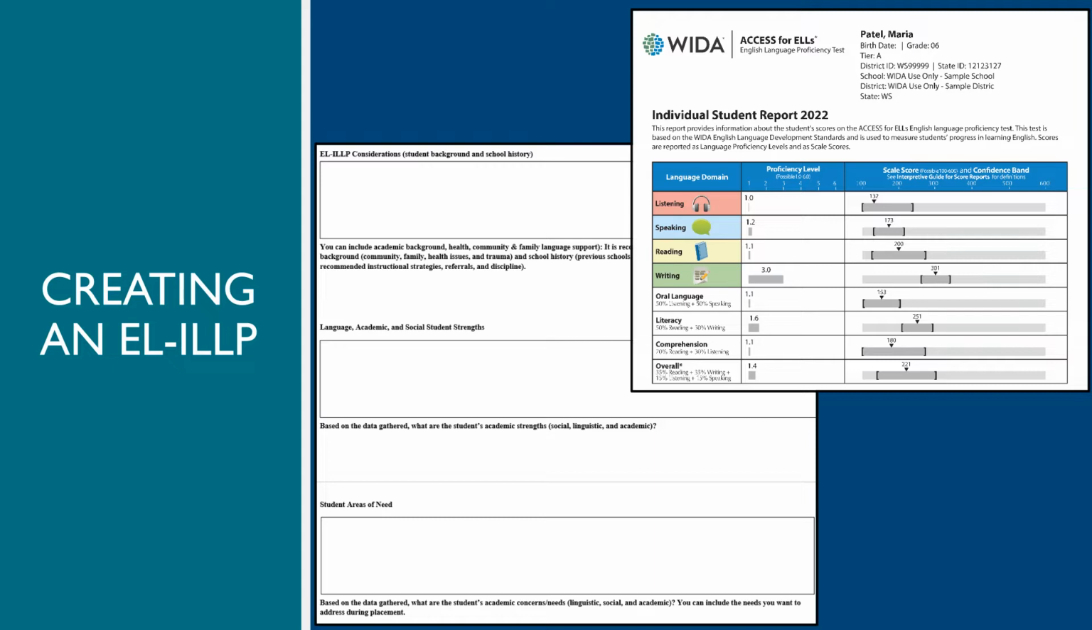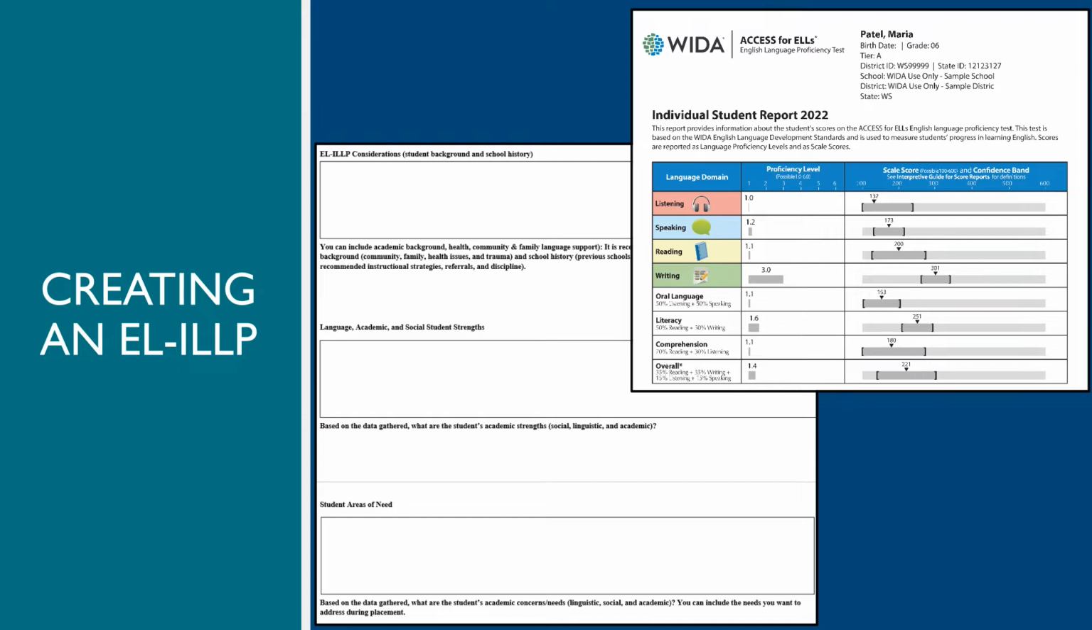Acknowledging that Maria's ACCESS lowest scores are listening at 1.0, with reading at 1.1, and lastly a 1.2 in speaking, this gives us an area of need to target for Maria's language expectations.